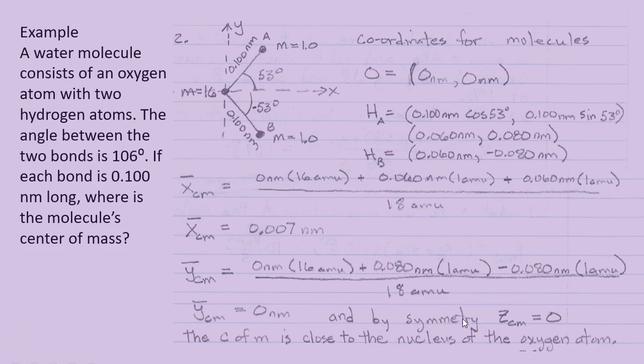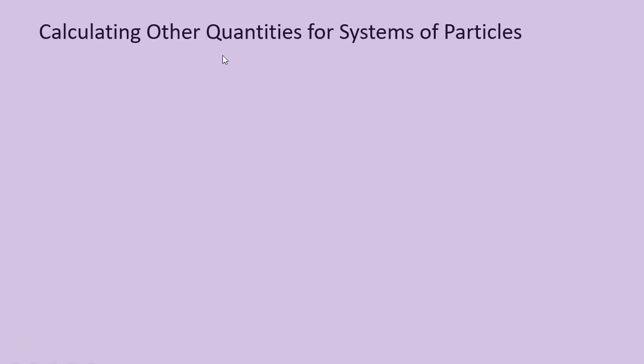And by symmetry, since this is a planar molecule, we know the center of mass for z is 0, because all of the particles would be at z equals 0, since this is a planar and not 3-dimensional configuration. Looking at the x, y, and z coordinates for the center of mass, we can see that the center of mass lies close to the nucleus of the oxygen atom. Let's look at how we can use center of mass for calculating other quantities for systems of particles.